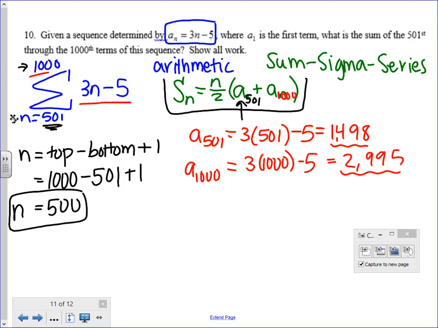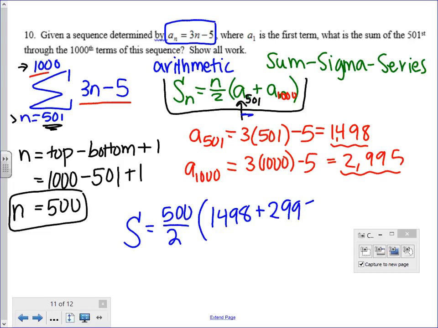Now I can finally put that all into the series formula for an arithmetic series. And I'll get that I have n, which was 500, divided by 2, times the 501st term, which was 1,498, plus the 1,000th term, 2,995. When I add up all 500 of those numbers, I get 1,123,250.